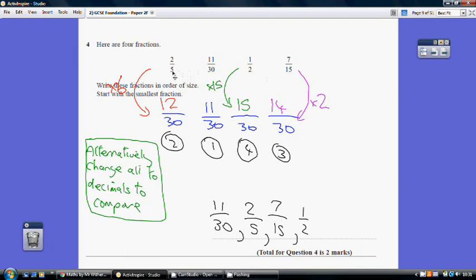With this first fraction we times top and bottom by 6, so that's 12 over 30. The second fraction is obviously already over 30. With the half we multiply top and bottom by 15, 15 over 30, and with 7 over 15 we double top and bottom, giving us 14 over 30. Now these are all easily comparable as they're all over the common denominator of 30. So 11 over 30 is the smallest, then 2 over 5, then 7 over 15, and finally a half.